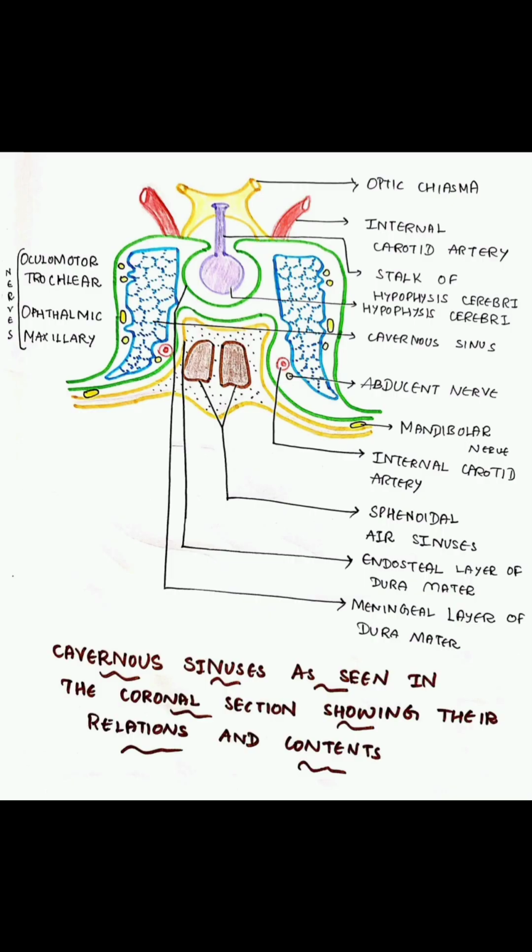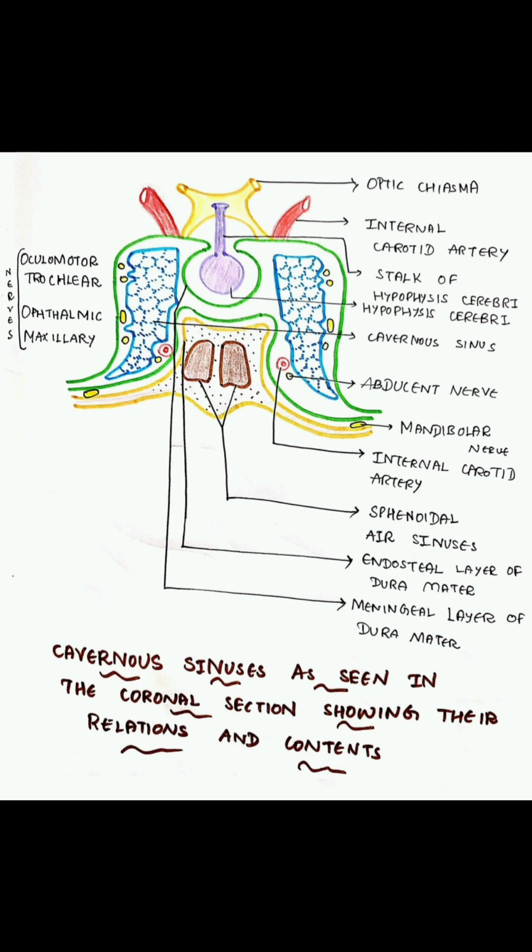Now we will see the relations of the cavernous sinus. Superiorly it is related to the optic chiasma, optic tract, internal carotid artery and anterior perforated substance. Inferiorly it is related to the foramen lacerum and the junction of the body and the greater wing of the sphenoid. Medially it is related to the pituitary gland and sphenoid air sinus. Laterally, it is related to the temporal lobe of the cerebral hemisphere and cavum trigeminale. Anteriorly, it is related to the superior orbital fissure and apex of the orbit. Posteriorly, it is related to the crus cerebri of the midbrain.